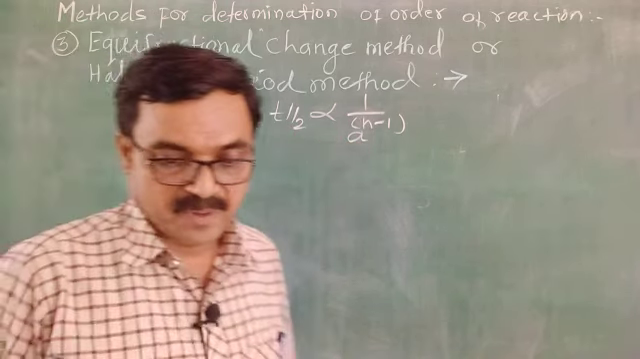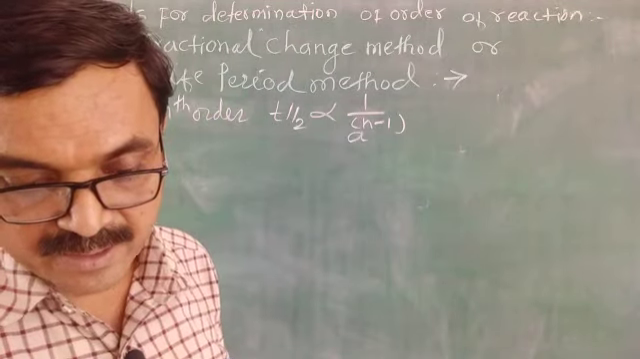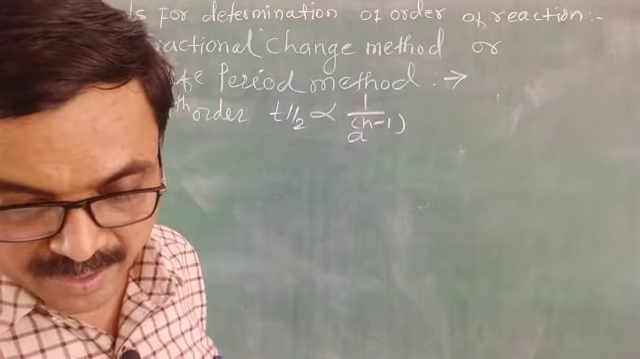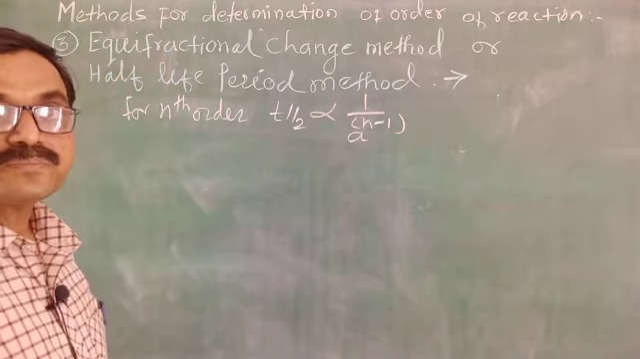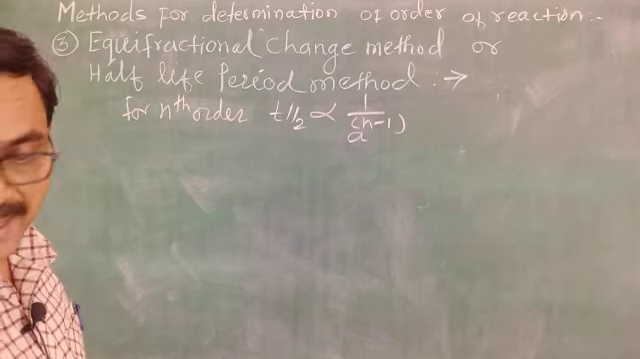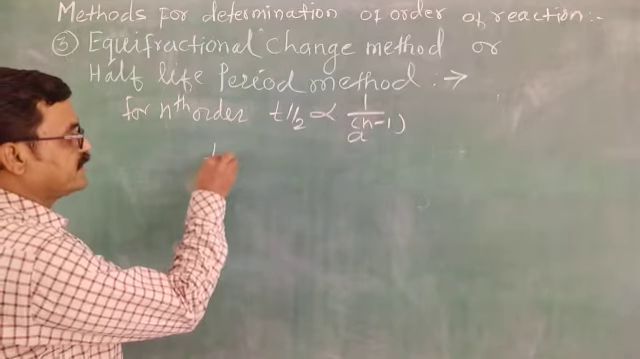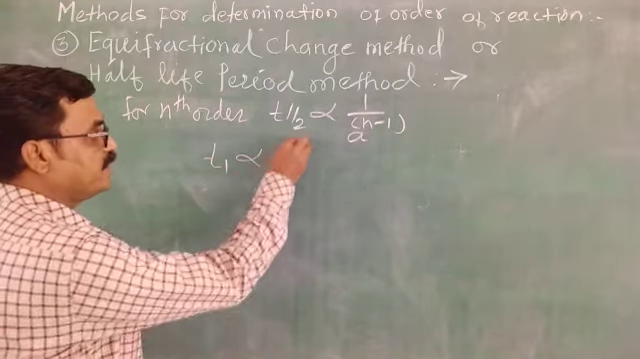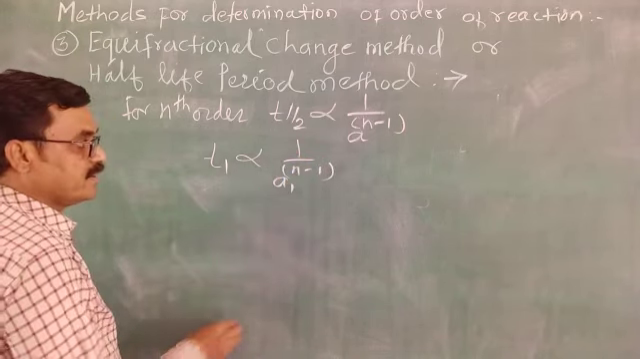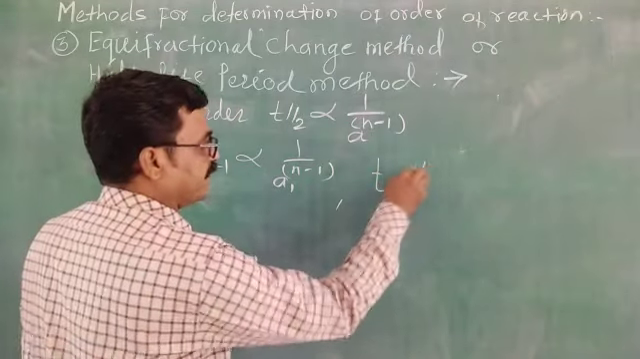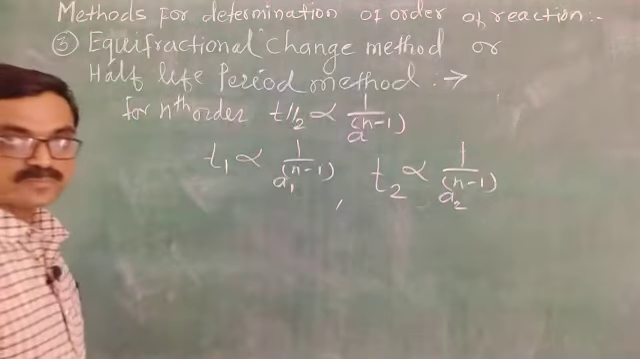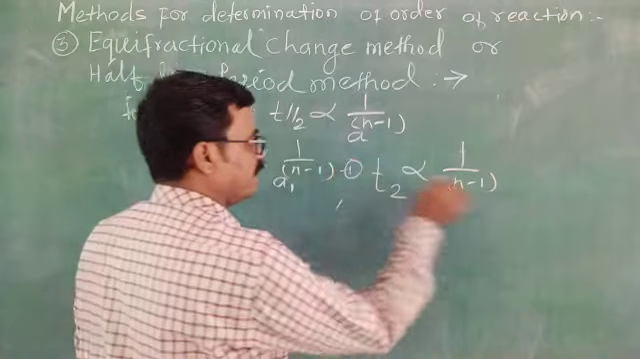Now suppose for the same equation, T1 and T2 are the half-life periods or equifractional changes at initial concentrations A1 and A2. Let T1 be the half-life period and its corresponding concentration will be A1. That's why this equation becomes in this way. Now if T2 is the half-life period, then it will be proportional to its concentration, and its concentration will be A2. Now this is equation 1, this is equation 2.